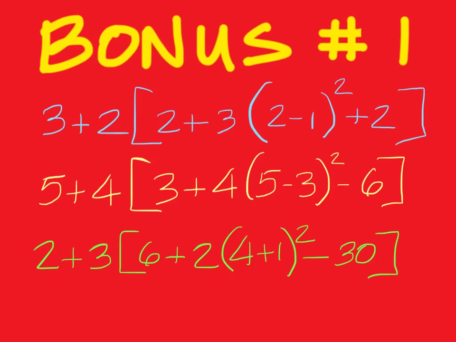On the bonus problems, the first one should be 17, second one is 57, and the third one is 80.